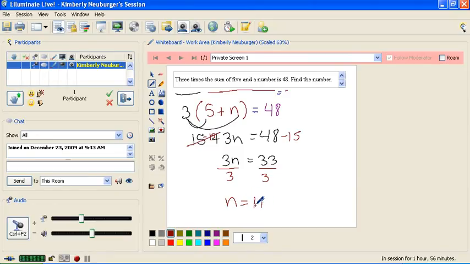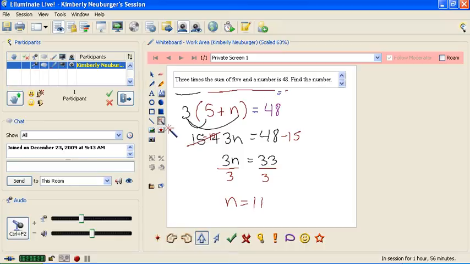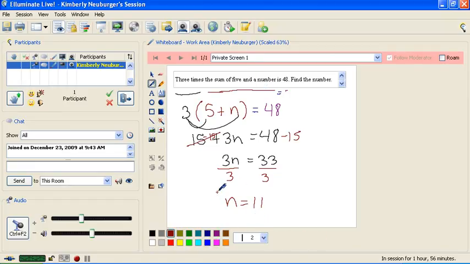Now let's see if that number is correct. Take a look at your equation, and you add 5 and the number. Well, our number was 11. So adding 5 to that gives us 16. Then if we multiply 3 by it, we get 48, and that's what we were supposed to come up with. So we know that 11 is the number that we're looking for.